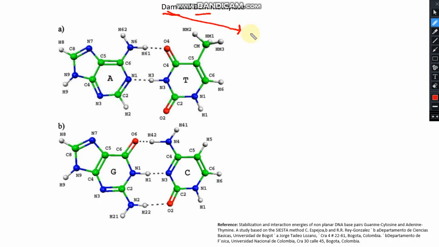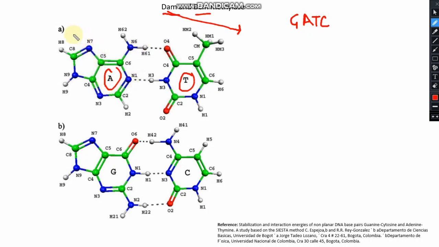So here, if you look at this structure, this is the adenine and this is the thymine. There is a linkage between adenine and thymine, and the characteristic of this Dam methylase is that it adds the methyl group in the N6 position of the adenine, and the specific sequence they recognize is GATC. So they recognize this sequence and add the methyl group to the adenine at the N6 position.